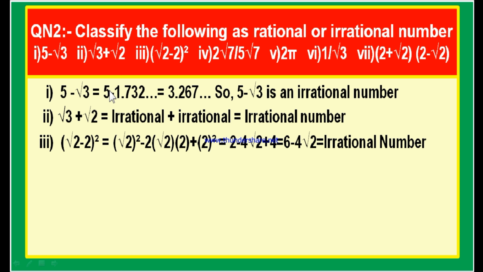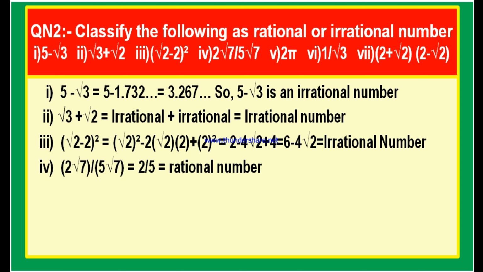If you observe the first bit and this third bit, the simplified value of the third bit is in the same model. 6 is a rational number and 4√2 is an irrational number. If you subtract an irrational number from a rational number, you will get an irrational number. Is it clear? Good. Now look at the fourth bit: 2 into √7 divided by 5 into √7. This is the numerator and this is the denominator. In the numerator you have 2 into √7, whereas in the denominator you have 5 into √7.